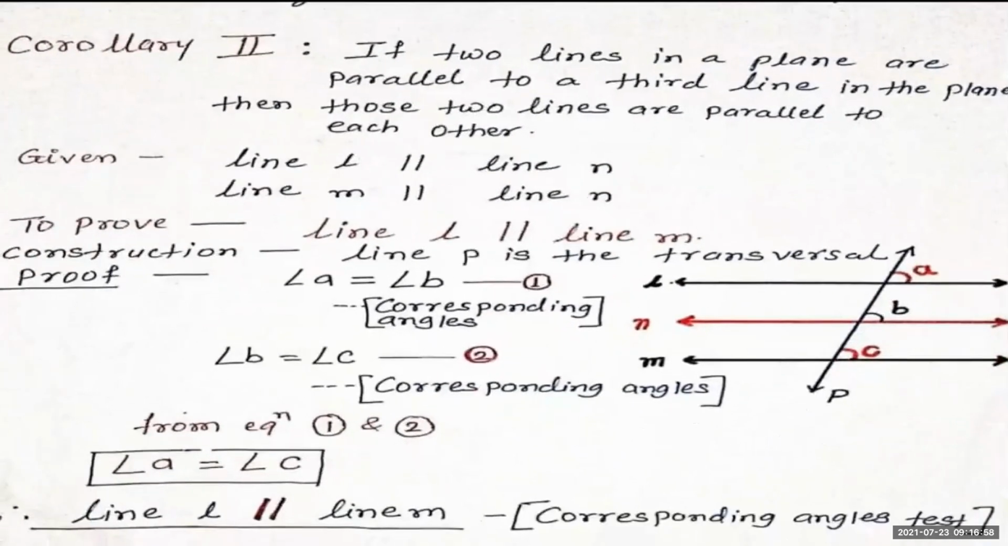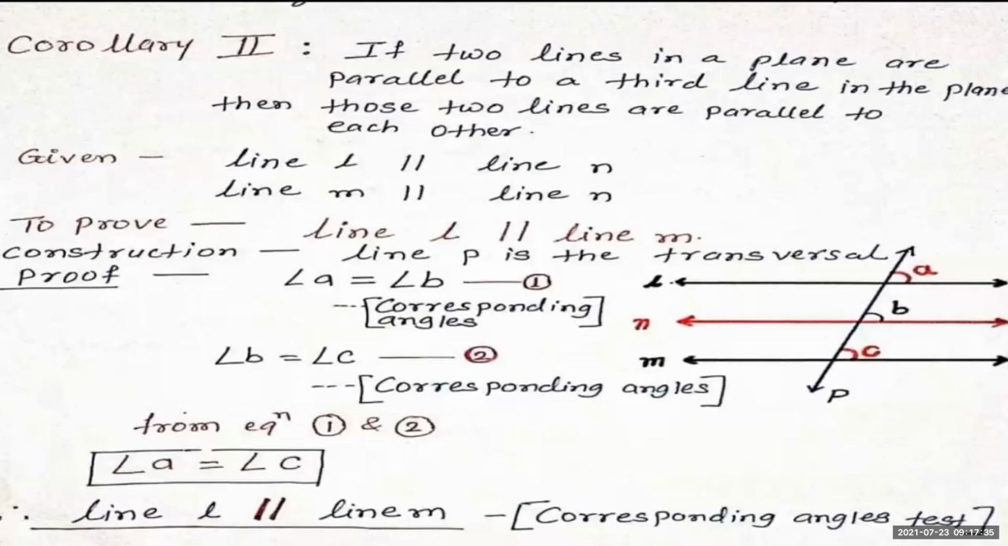Now we will write here. See the given: line L is parallel to line N, that is the middle red line, and line M is also parallel to line N. So what do we have to prove? That these two lines, line L and line M, are parallel. We have to show it.